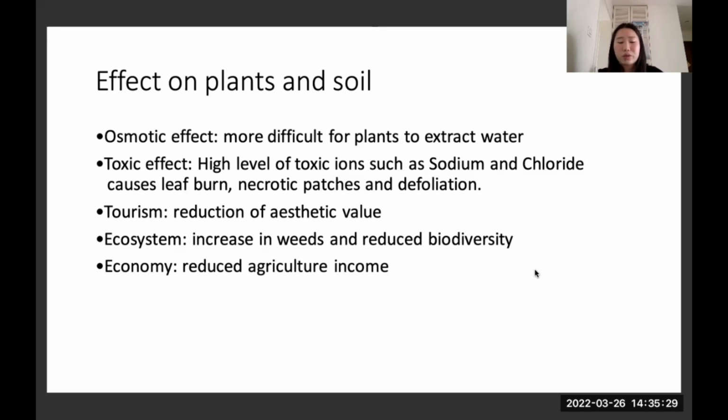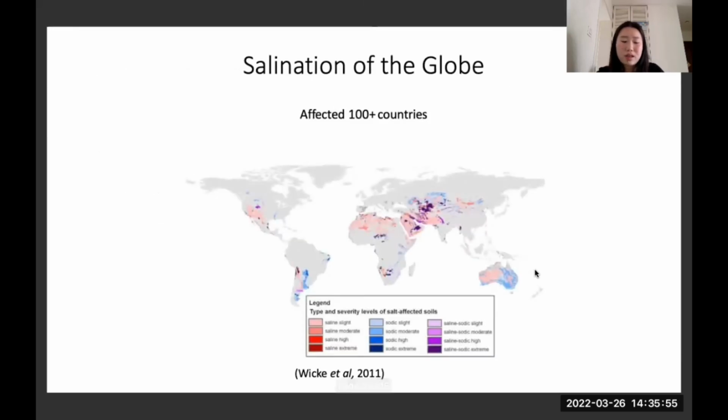Thirdly, land would look barren, so the aesthetic value would decrease. There would be a reduction in tourism. Fourthly, large trees would be replaced by weeds, so there would be a reduction of biodiversity. Last but not least, reduction of yields in cropland and pasture will reduce the income, hence impact the economy. From this graphic, you can see salination affects 100 plus countries.